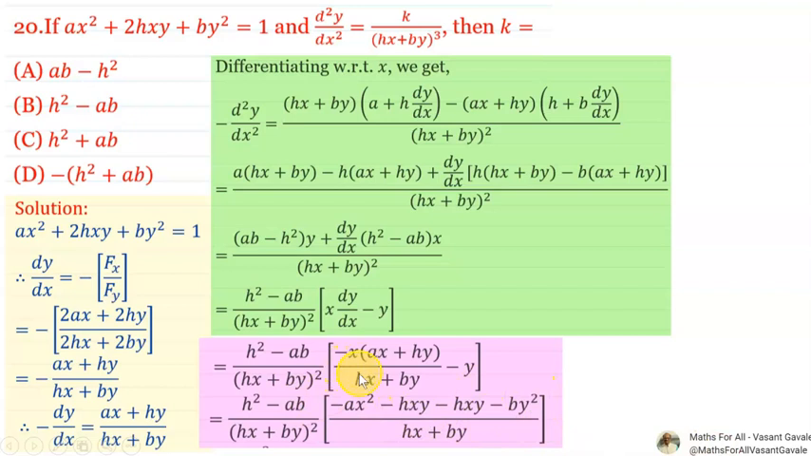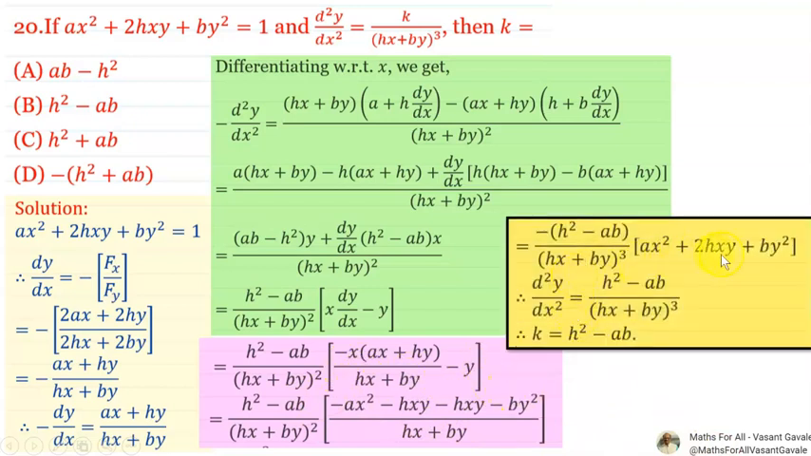Next simplification: multiply y by hx plus by and simplify again. Overall you will get here minus, taking minus n common from all of this, minus in bracket h square minus ab upon hx plus by bracket cube. Okay, h single power, h two power, that will become cube, and in bracket you will get here ax square plus 2hx square plus by square.